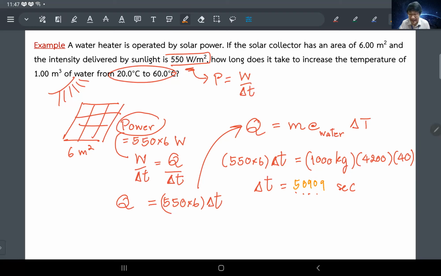I'm very bad at numbers. All right, if you want, you can divide it by 60 to get to minutes, and then divide it by 3600 to get to hours. That's a long time, actually. It takes hours to warm up a cubic meter of water. So we have to wait more, or you need a larger solar panel if you want a hot bath or something like that. All right, guys, very good.